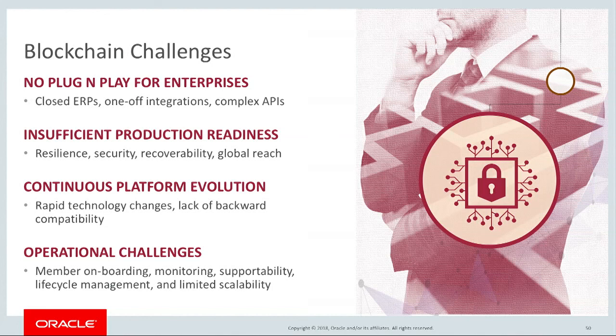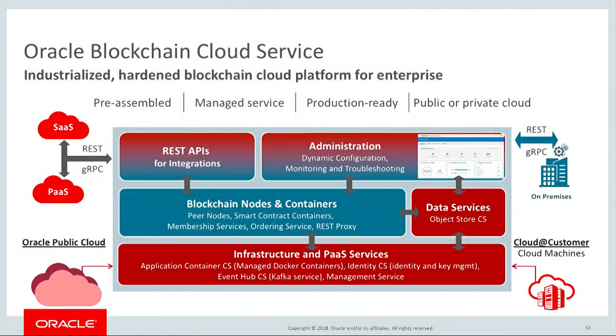Who takes care of patching? Who takes care of backing it up? Who takes care of recoverability? All these challenges need to be addressed. So introducing the Oracle blockchain service. What we have tried to do here is a pre-assembled managed service, if you will, where everything is taken care of by us. It's based on a robust infrastructure and PaaS layer. And on top of it, all the integrations are already pre-assembled and pre-taken care of by us.